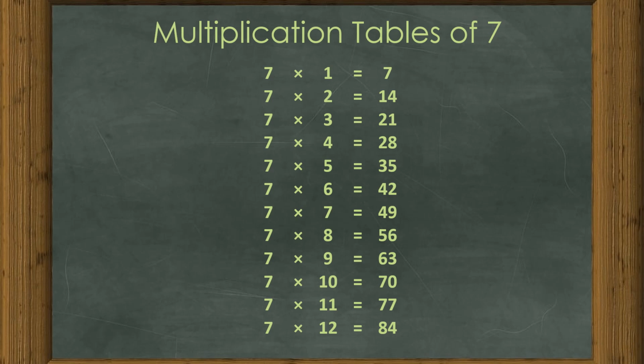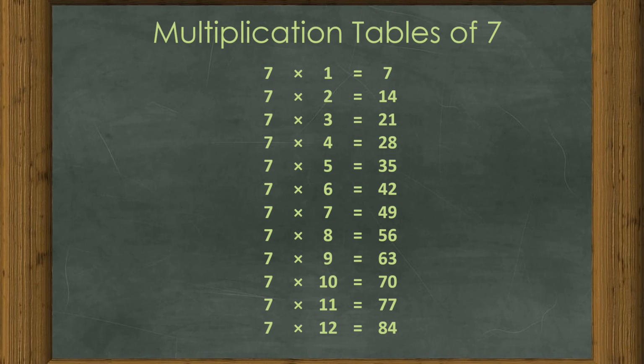Multiplication tables of 7. 7 1s are 7. 7 2s are 14. 7 3s are 21. 7 4s are 28. 7 5s are 35. 7 6s are 42. 7 7s are 49.